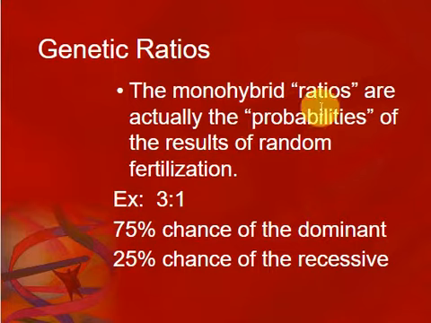So these monohybrid ratios are actually the probabilities. If we get a 3-to-1 ratio, that means we've got a 75% chance of the dominant. That's our 75% probability that we're going to have dominant, and 25% probability we're going to have a recessive trait.